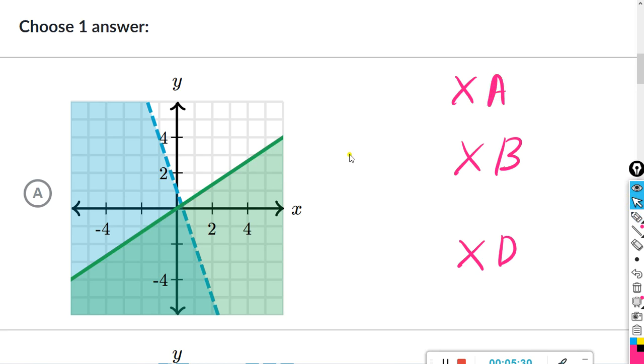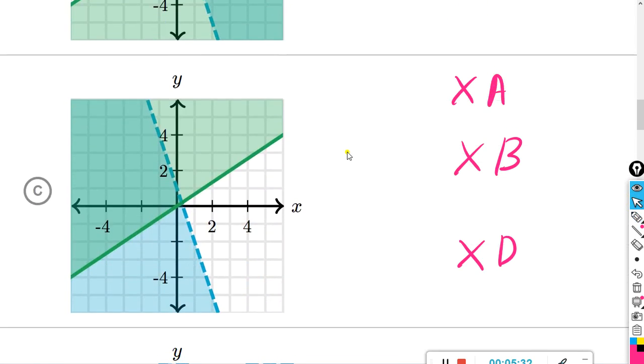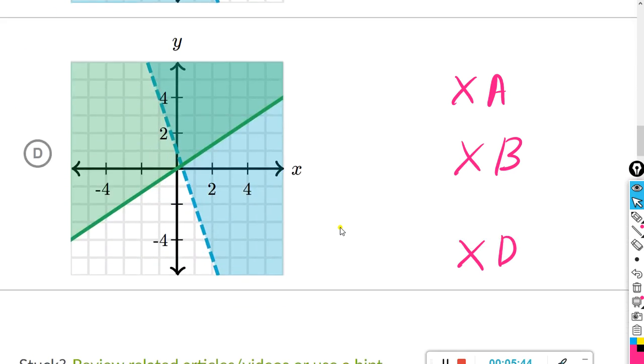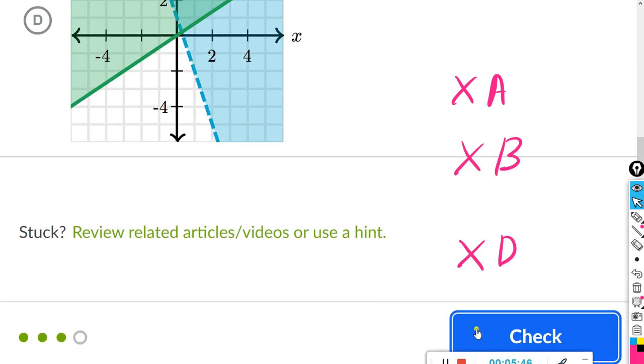Let's make sure C is correct. All right, answer C, we see the green line with the positive slope. It's shaded all above that line. And the one with the negative slope, everything is shaded below that line. By process of elimination, it's answer C.